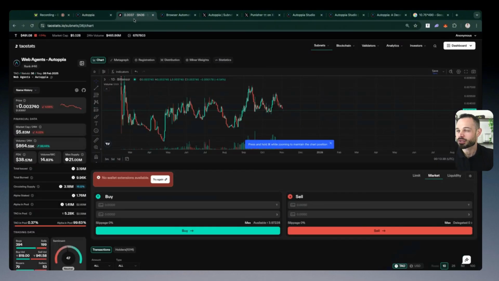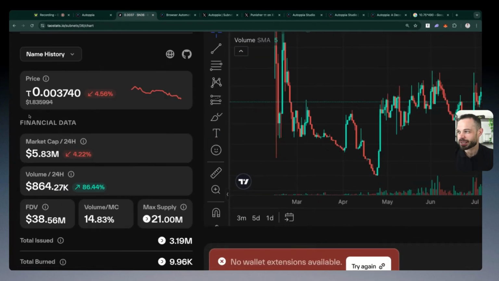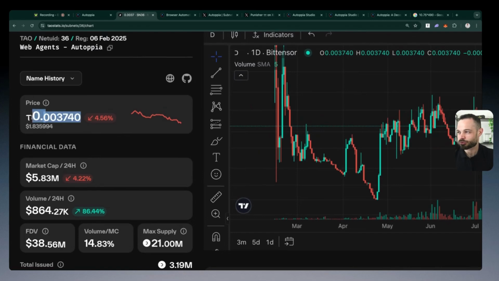Okay, one of the other big things I want to mention here, just very quickly before we look at the Infinite Web Arena, this new standard that they're creating, is the Autoppia price, because you're looking at a price of about 0.003 TAO right now, which is about $1.83.